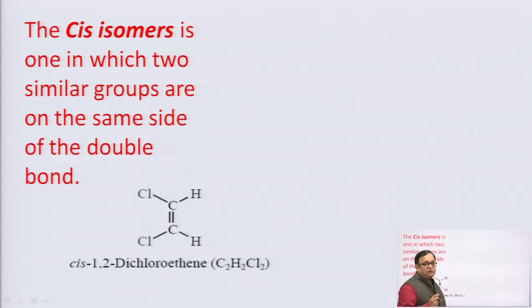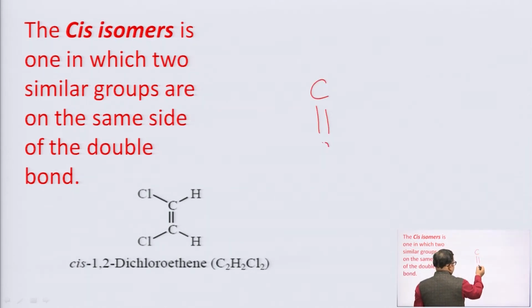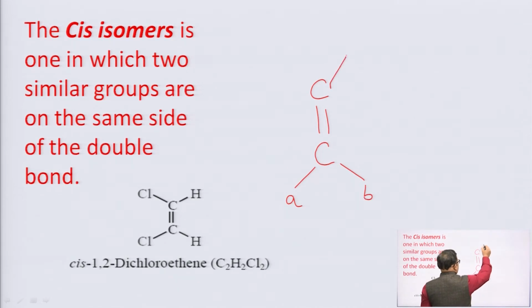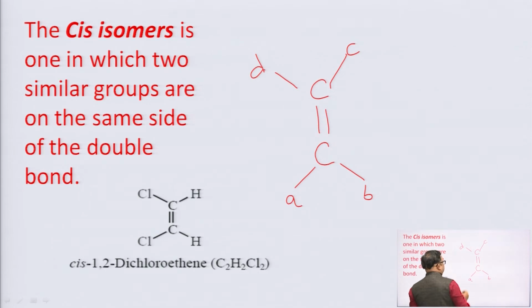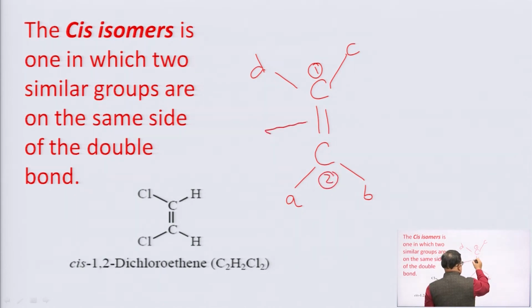So, my dear students, just focus over here. I am drawing a structure, C double bond C. Let us represent the substituents with A, B, C and D. Designate this carbon as 1 and this carbon as number 2. For simplicity, divide this structure into two parts.